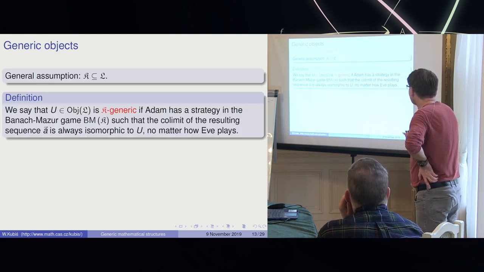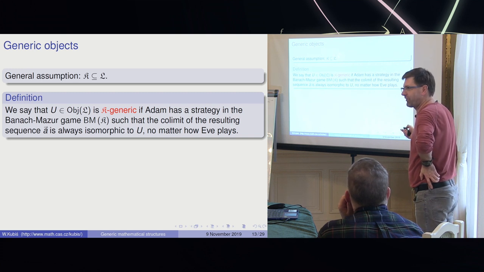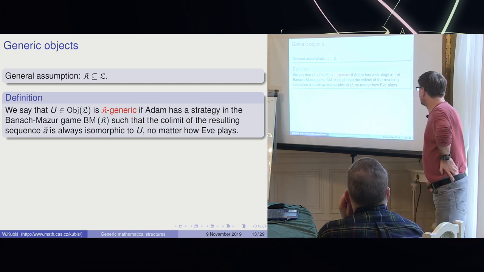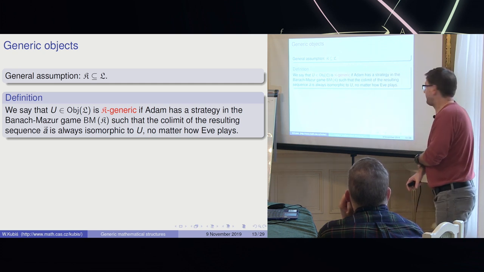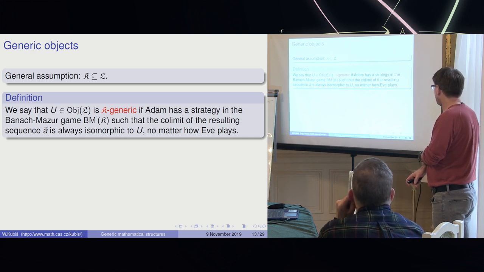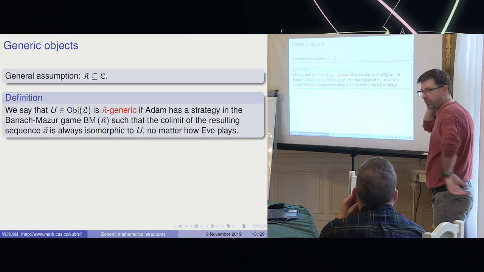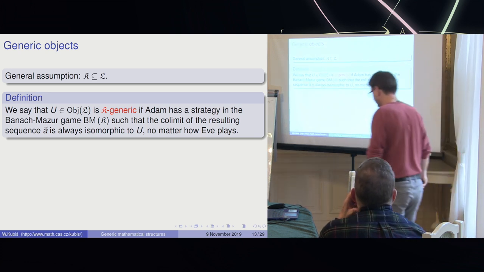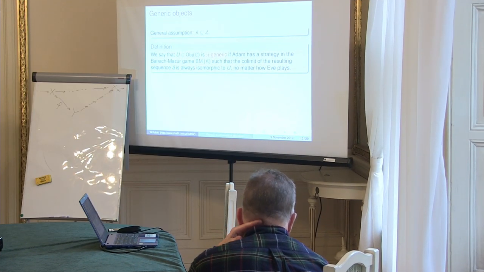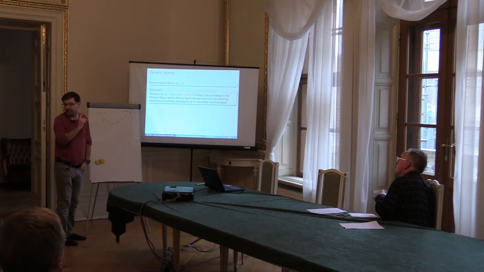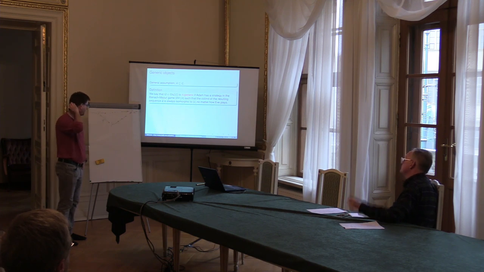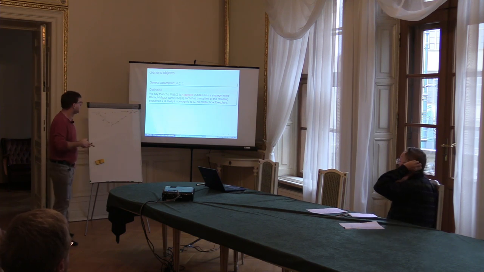So now I need to know that K is a subcategory of something bigger where sequences have colimits. And now you have a definition, and this is what I call a generic object. So being generic is always with respect to something, to some subcategory. In set theory, there is a notion of generic filter. So it has sort of similarities, but it's not the same definition.